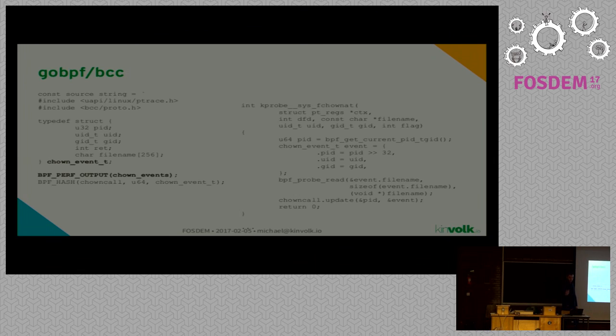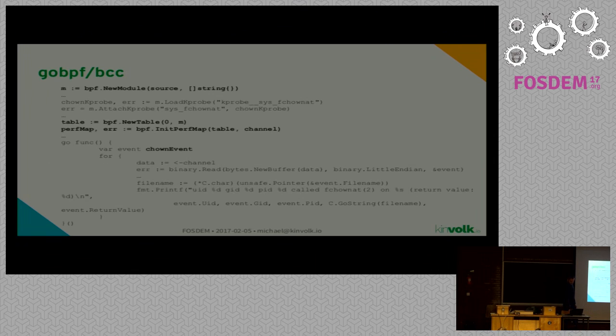And the Go part looks like this. Here we load the source code. Then we get a reference on the table. Then we get a reference as a perf map, and we pass it a channel. And then we can read the events from the channel. So we have a loop. We just wait for data, and whenever there is data, we print it.